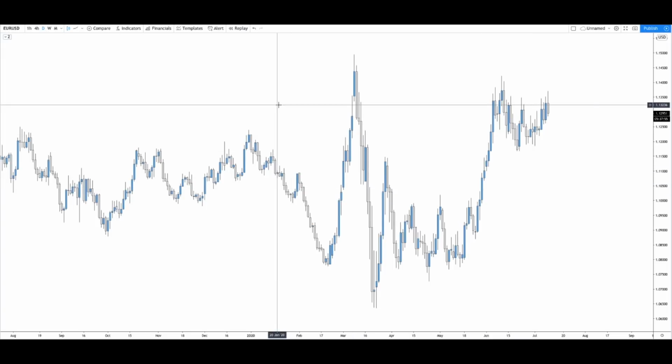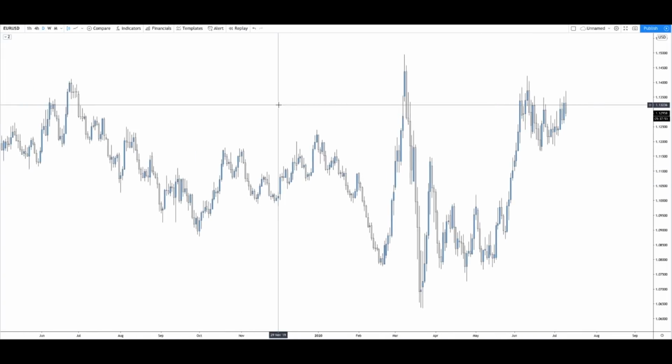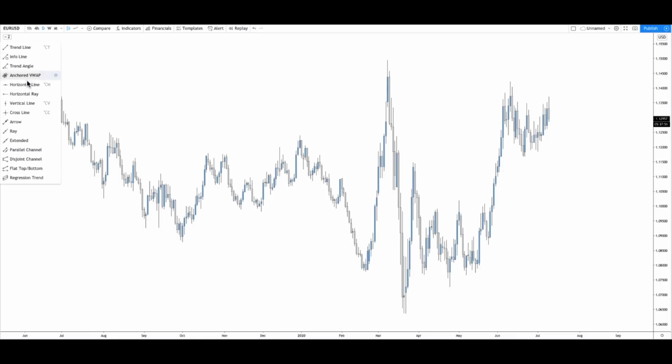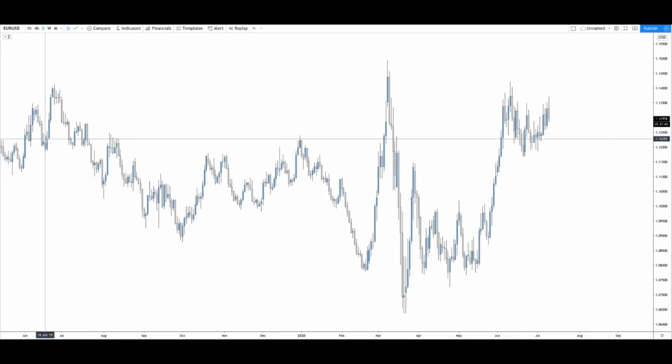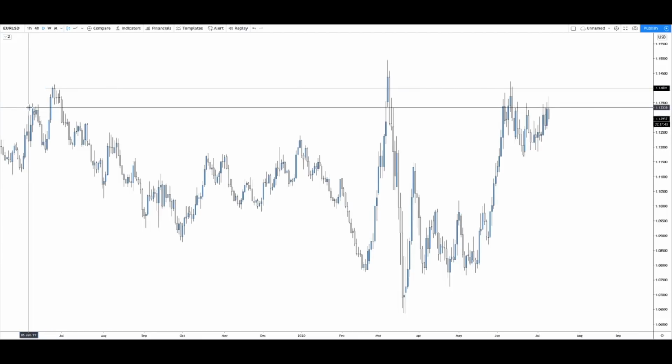So what we are taught as traders is that we want to go on the daily time frame and plot on as many levels of resistance and support as we can. So I'm going to show you guys what I mean. So we have this level of resistance. This is what we're taught.